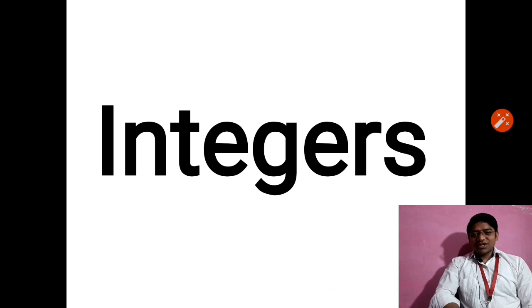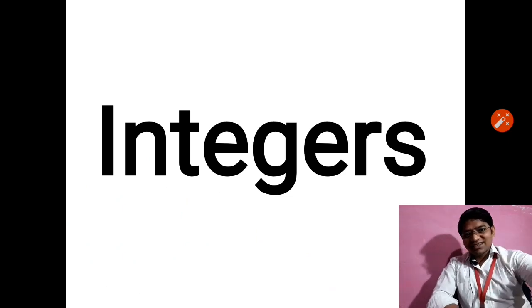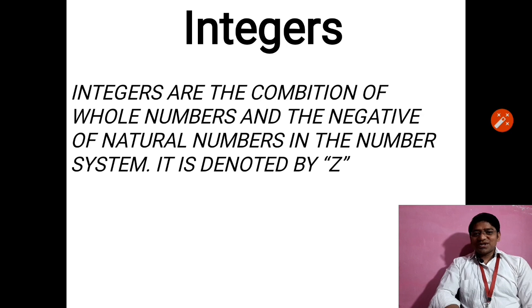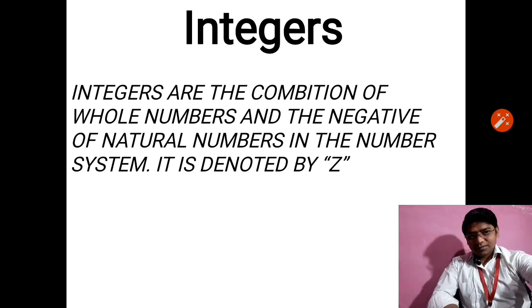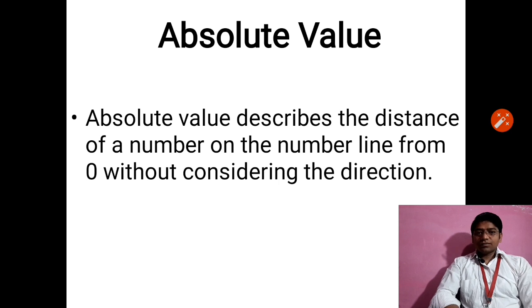Let's start with the definition of integers, where we learned that integers are the combination of whole numbers and the negatives of natural numbers, and integers are denoted by the symbol Z. Then we learned absolute value. Absolute value describes the distance of a number on the number line from 0 without considering the direction.